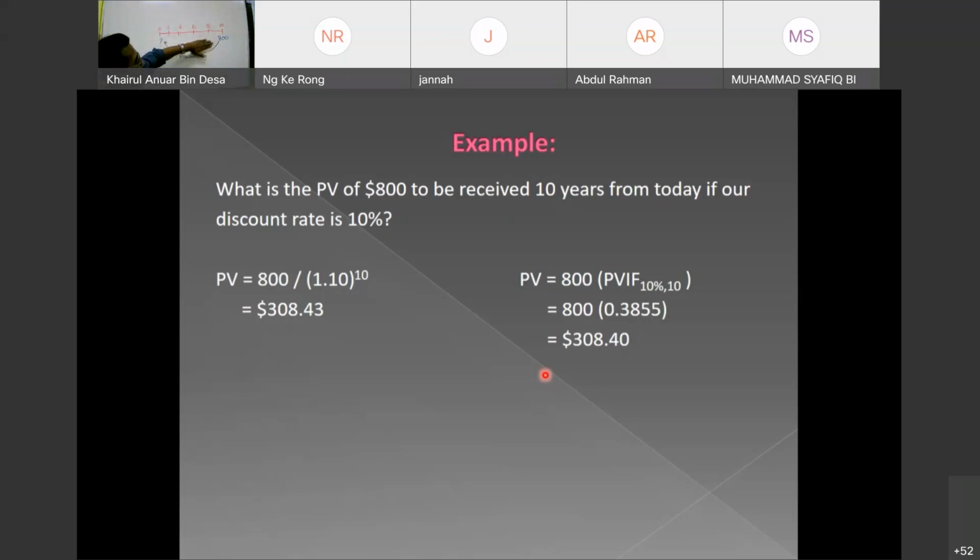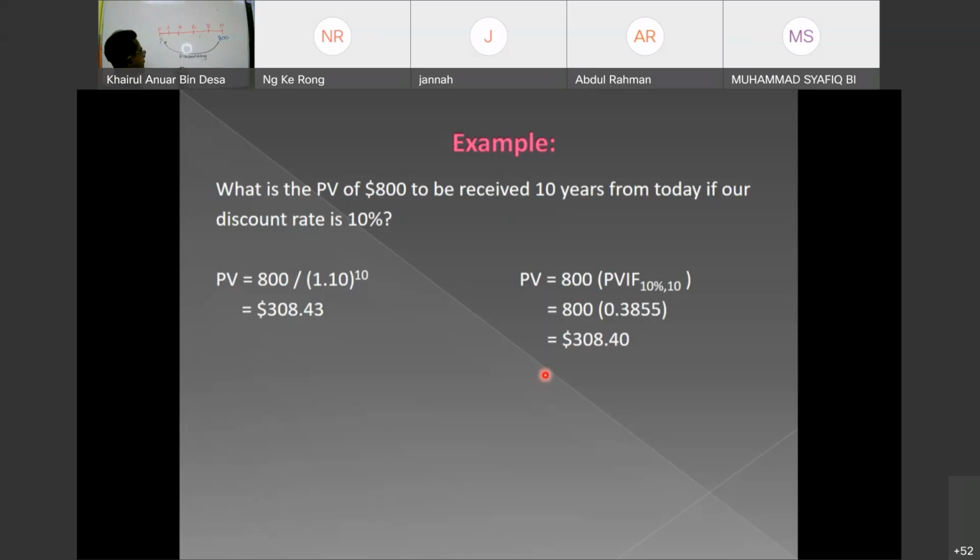Ini idea dia tadi lah. Idea ataupun the concept of present value. Okay. Our aim, our objective is to have 800 in 10 years. How much do we have to save today? Today is the year zero.